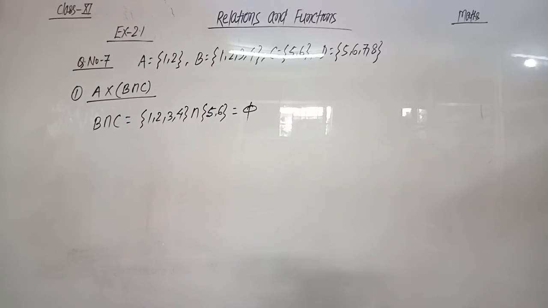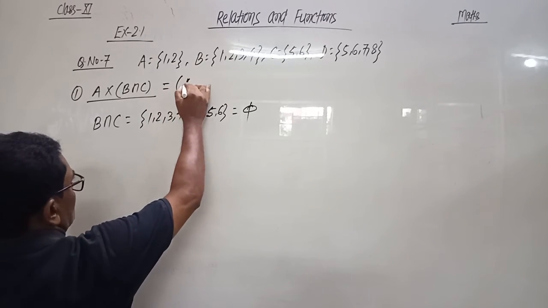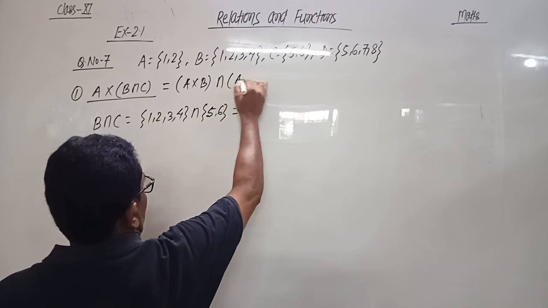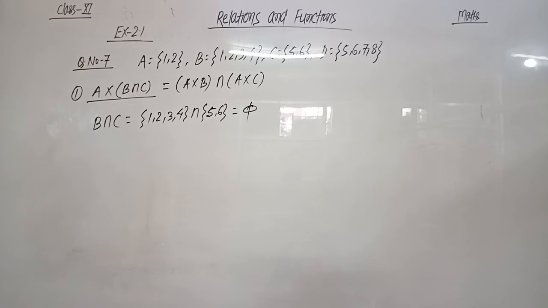Now we have to write A cross B intersection C. We have to verify that A cross B intersection C equals A cross B intersection A cross C.